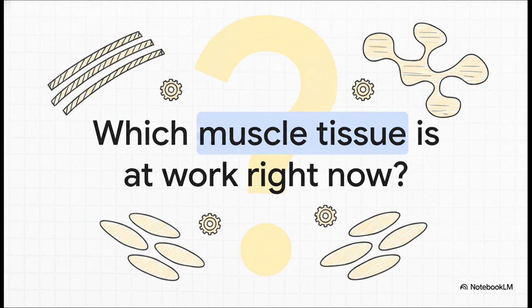Is it the striated parallel cables of your skeletal system, the branched rhythmic network of your heart, or the smooth, untiring sheets deep in your organs? Our bodies are just an absolute wonderland of cellular engineering, running millions of tiny, perfectly synchronized engines every single second just to keep us going.